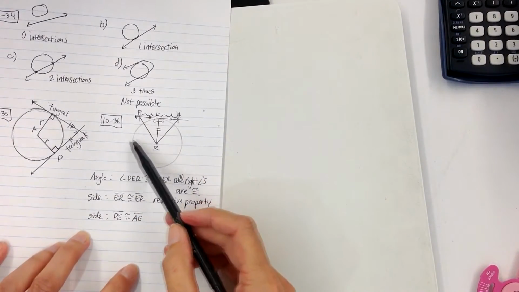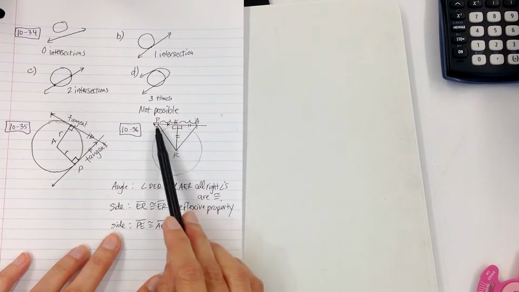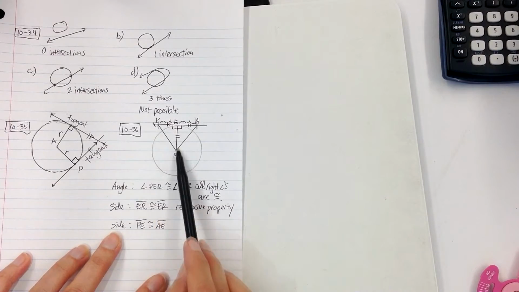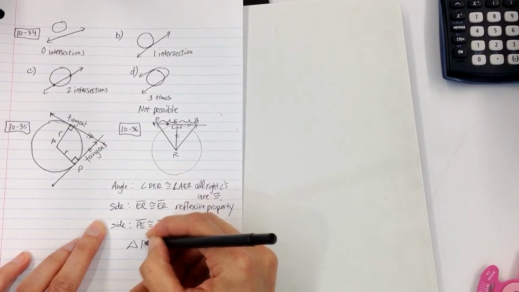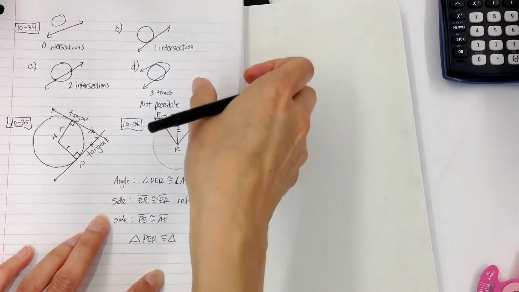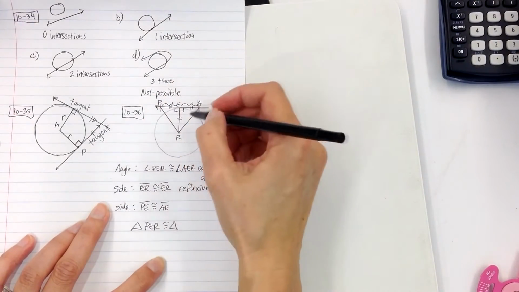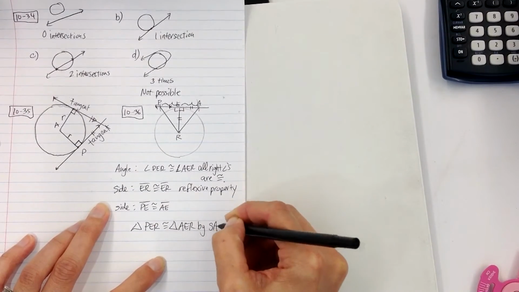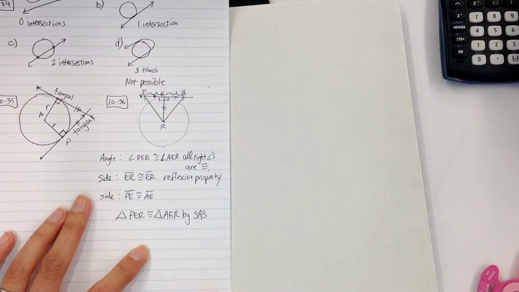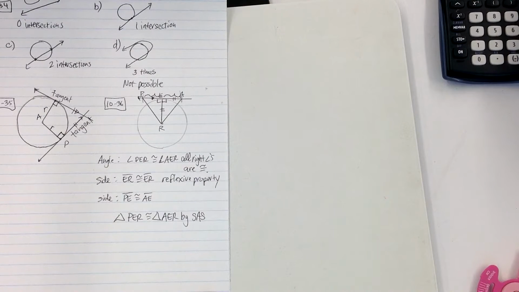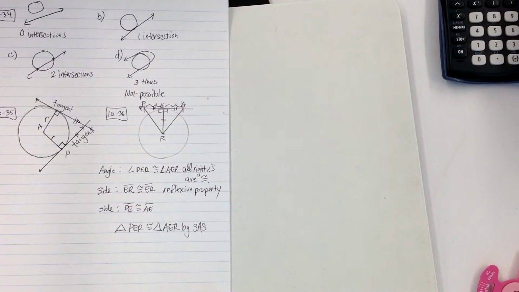So what does that give us? Side, angle, side, right? So the two triangles are congruent by side, angle, side. So triangle PER is congruent to triangle AER by side, angle, side. Yeah, so we did a little mini proof there. That finishes up 36.